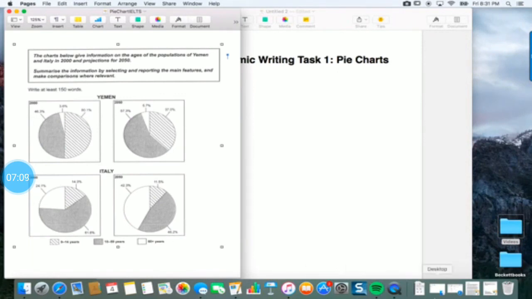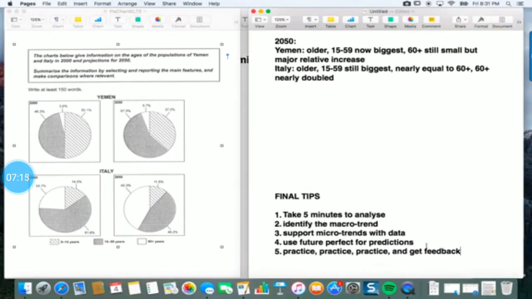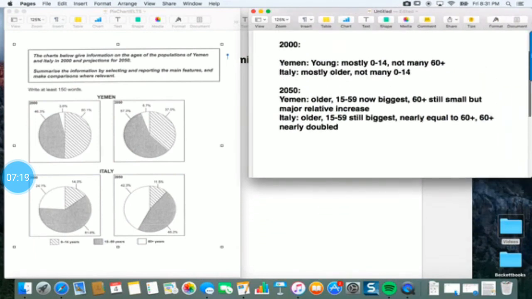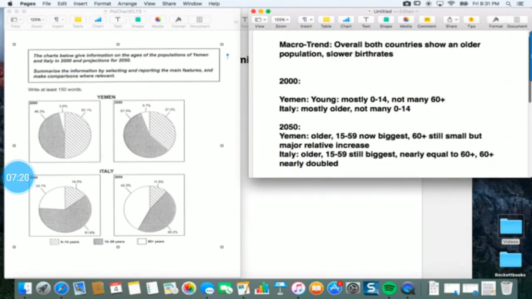Okay, so let's just take a look at the notes I've got here for this. We'll take a look at that later. But if you see here, the macro trend. Overall, both countries show an older population or slower birth rates. All right, so older population in both countries, although Italy is older, definitely.